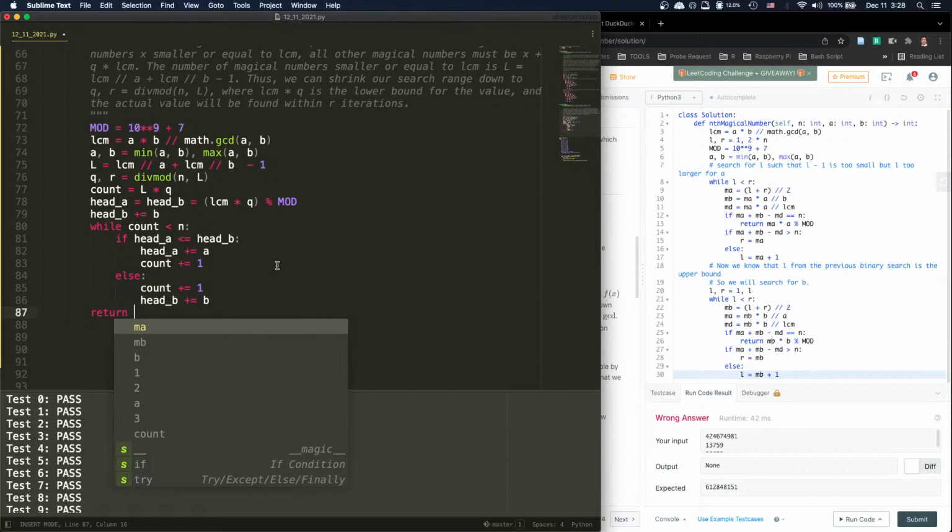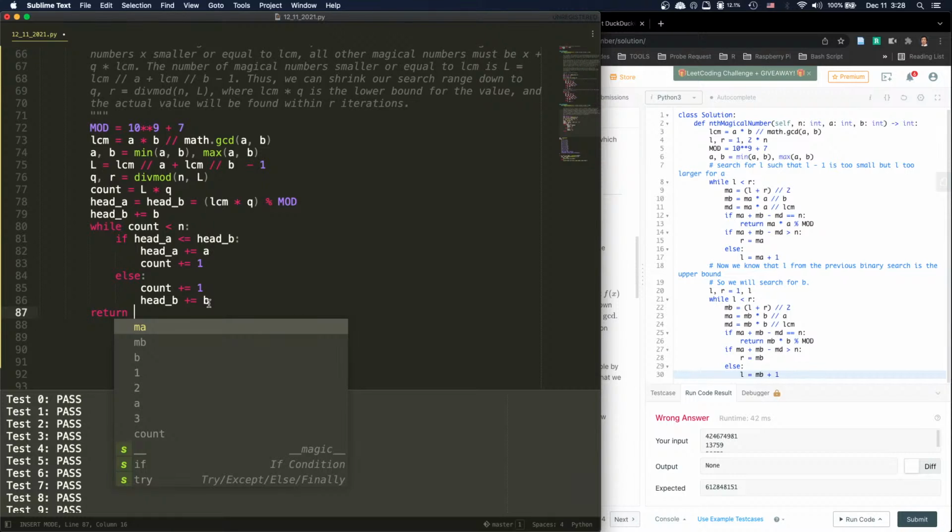So what's the difference? The starting will be smaller, so I'll add a count. Go back, still smaller, we'll add a count. Go back, if head B is smaller, then we will add this and then count. But the count is count the previous one, right? Count the previous one.